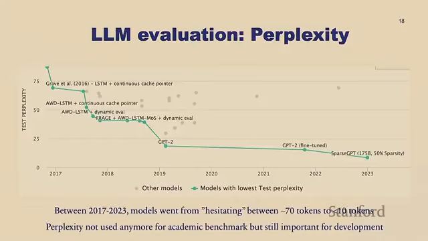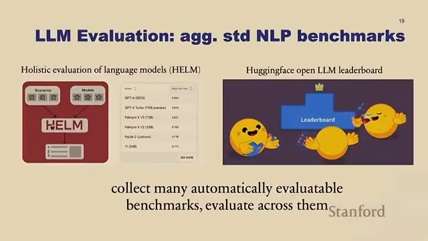So that's much better. Perplexity is actually not used anymore in academic benchmarking, mostly because it depends on the tokenizer that you use and on the actual data that people are evaluating on, but it's still very important for the development of LLMs. When you train your own LLM, people will still really look at the perplexity. Another way of evaluating these LLMs, now more common in academia, is taking all the classical NLP benchmarks, and I'll give you a few examples later, and aggregating everything. So collect as many automatically evaluatable benchmarks as possible and evaluate across all of them.